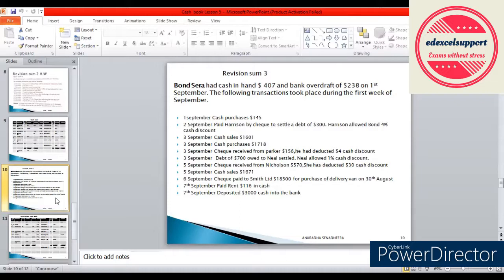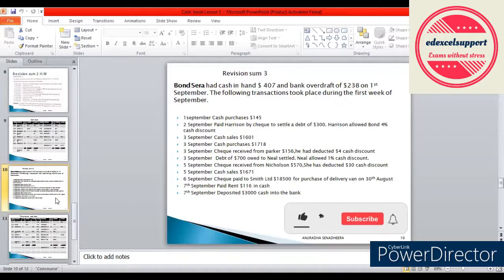Bonsera had cash in hand, $407, and bank overdraft, $238 on 1st September. The following transactions took place during the first week of September. 1st September cash purchases, 145. 2nd September paid Harrison by check to settle a debt. So that means you are paying a trade payable. Harrison allowed bond for cash discount.